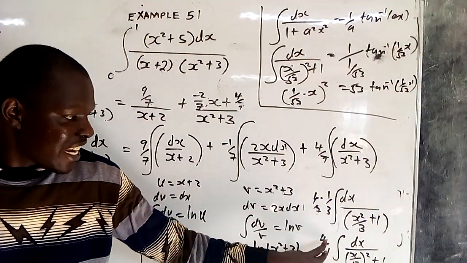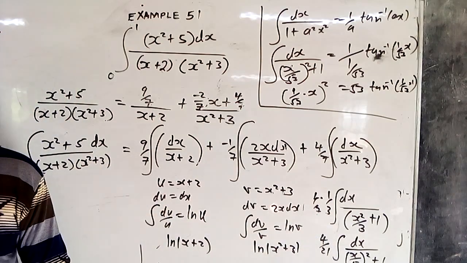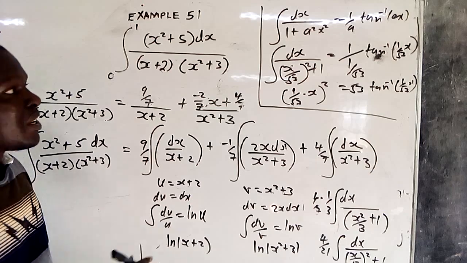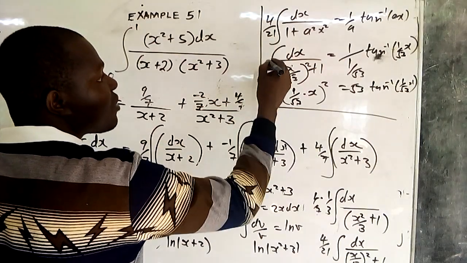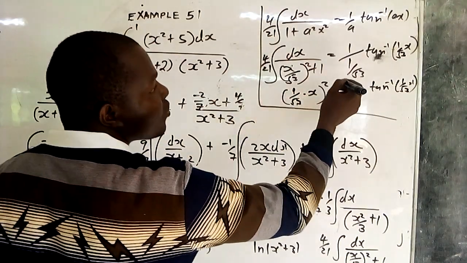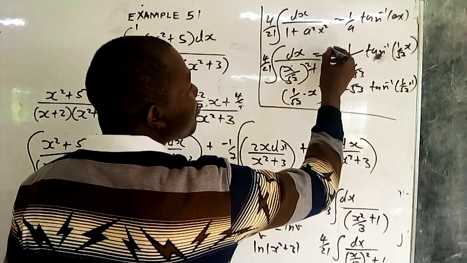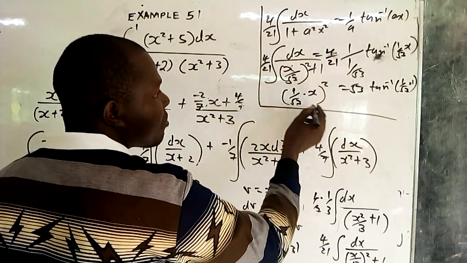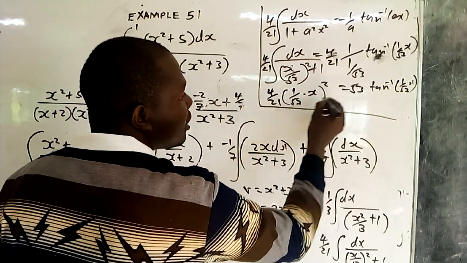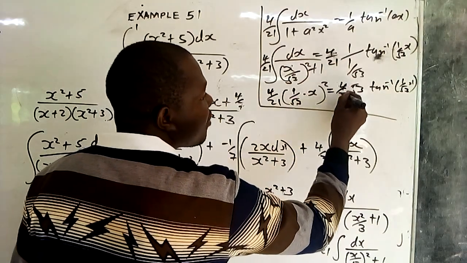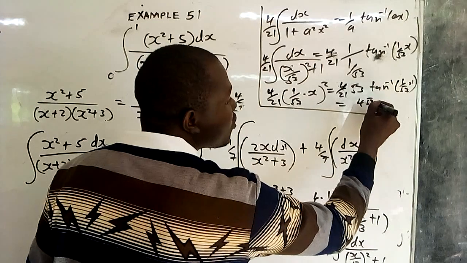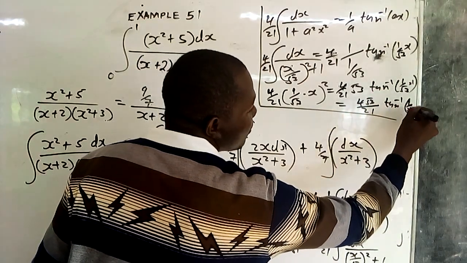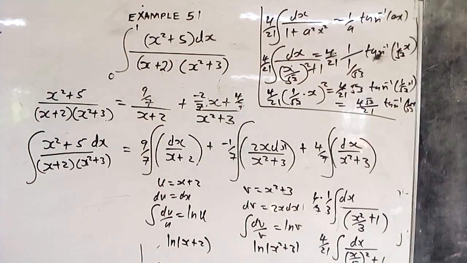You've integrated that, and outside you have 4 over 21, isn't it? Yes. Outside you have 4 over 21, meaning you will be multiplying this by 4 over 21. So if you multiply that with 4 over 21, you get 4 root 3 over 21 tan inverse of 1 over root 3 x. Go back to your problem.